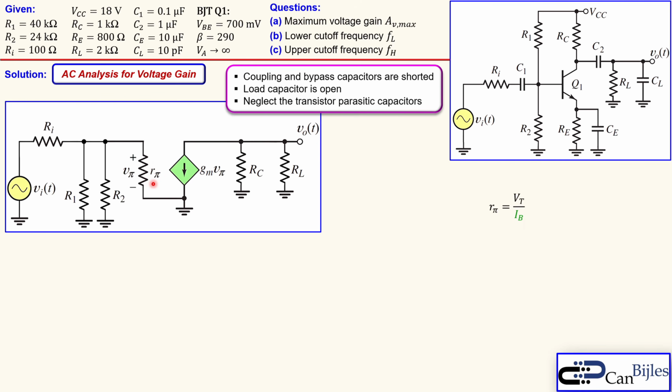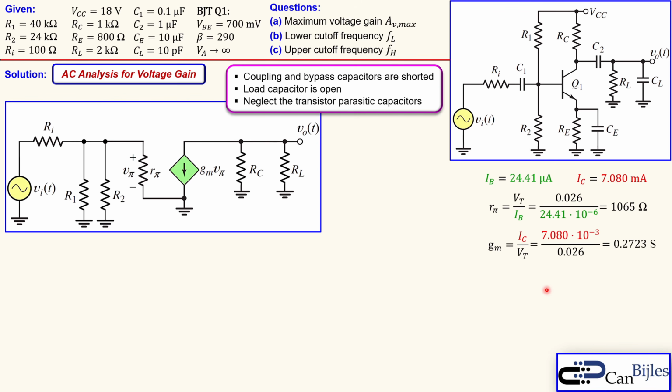So first let's calculate also the RPi. That's given by the thermal voltage divided by the DC base current, and we have the DC base current, so we can calculate that. That will then result in 1065 ohms. GM we need here is given by IC, the DC collector current, divided by again the thermal voltage, which is 26 millivolts. We know the IC, and that is then 0.2723 Siemens. I will designate here the node, which is the base voltage node, so VB.